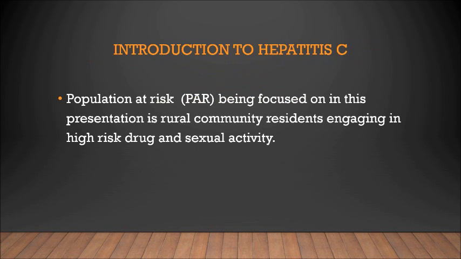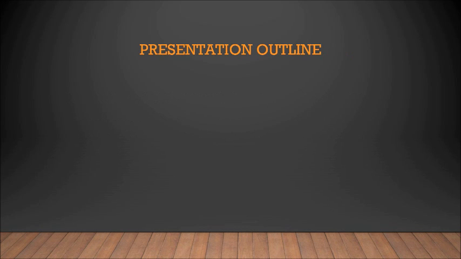The population at risk, or PAR, I will be focusing on for this presentation is rural community residents engaging in high-risk drug and sexual activity. In the presentation, you will be able to find links to literature that support the population at risk focused on in this presentation, as this is an ever-growing problem around communities. In my community in particular, there are correctional facilities in both mine and neighboring towns which pose an increased risk for the community.